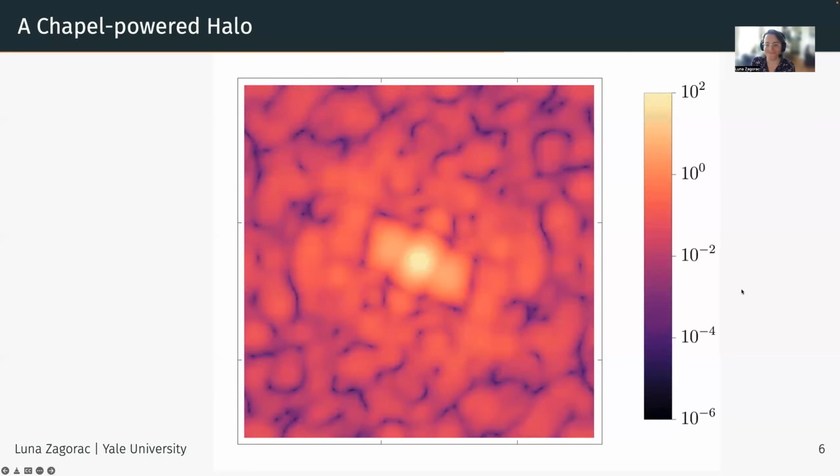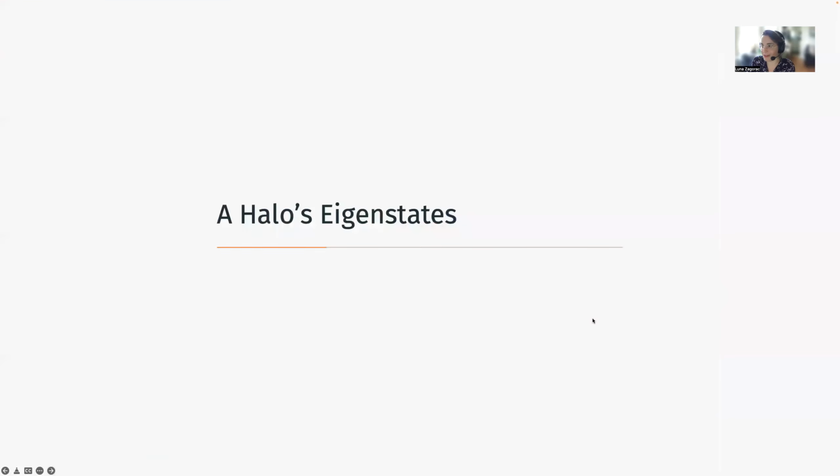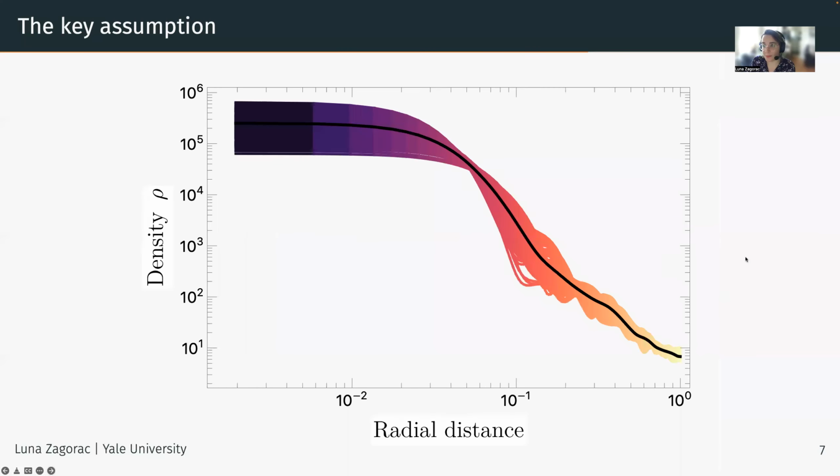So this is bona fide data that we are using to do science, and this is what an output from chplUltra might look like. So now that we have simulated a halo, we want to take a look at its eigenstates. But recall that I said that we do have to make one key assumption. So here, what I am showing you is the spherically averaged density profiles of the run that I just showed you in chplUltra.